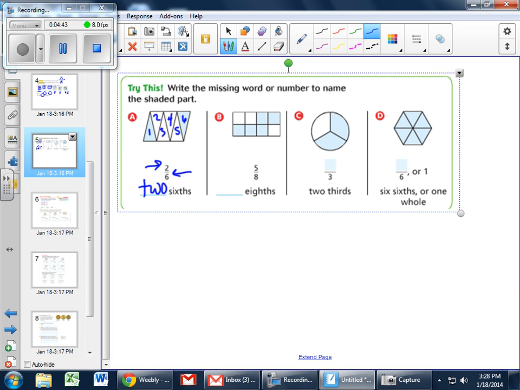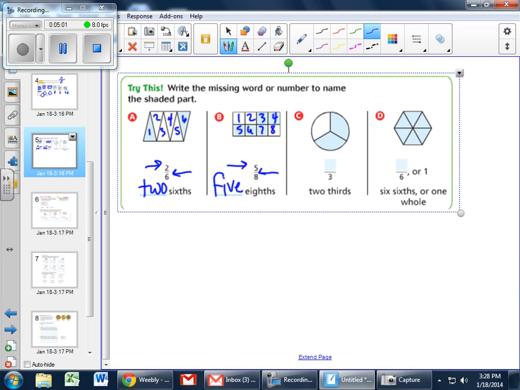Okay. B. Get in the habit of numbering these pieces. We have 5 out of the 8 are colored, so we have 5/8.